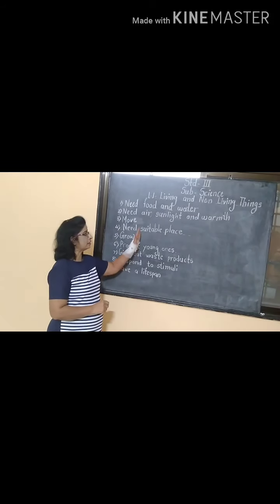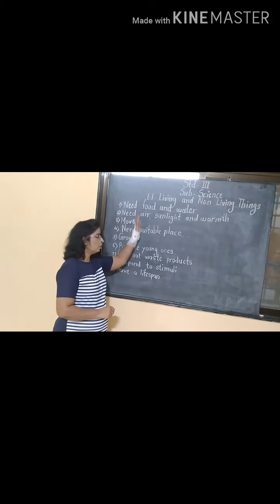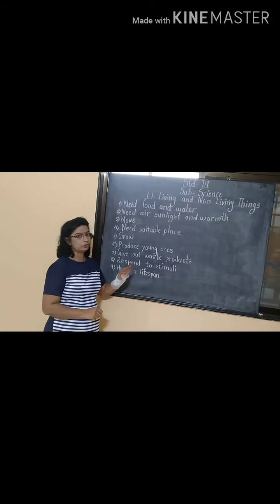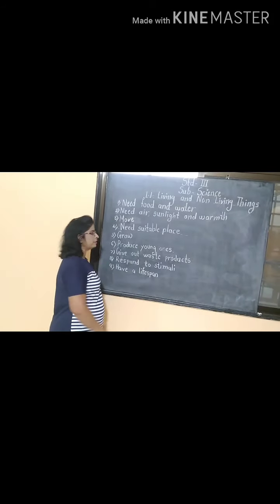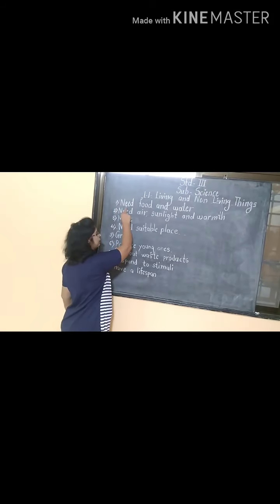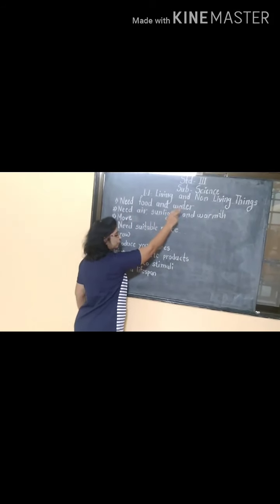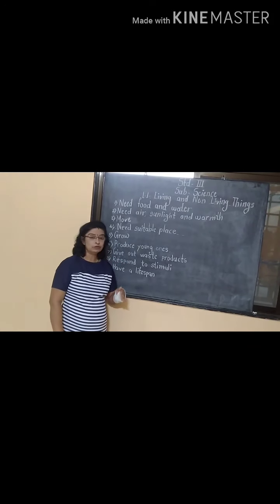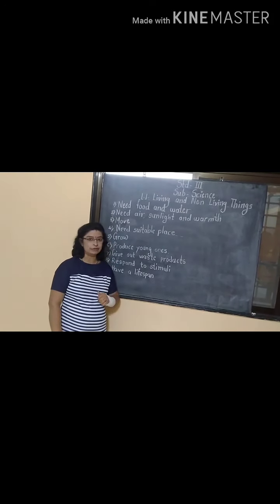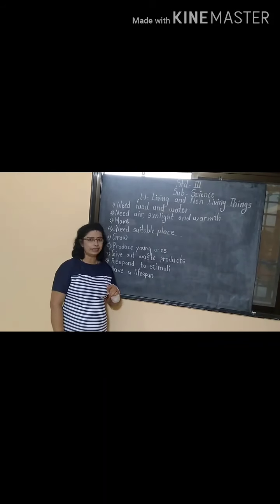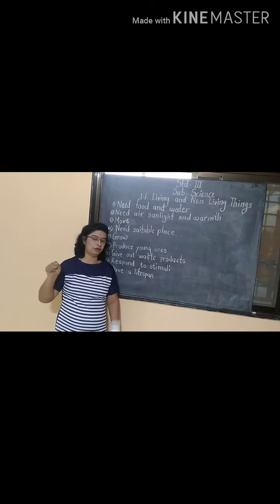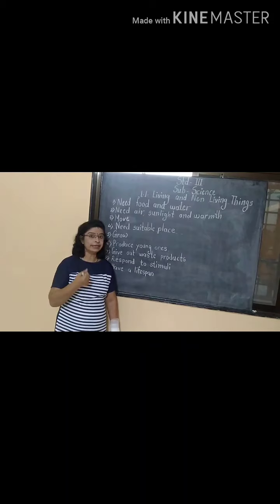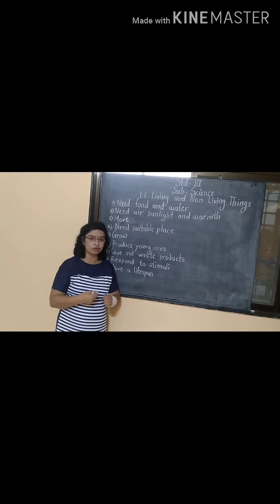Now, let me discuss or summarize all the points of the living things today once again. Which one is the first characteristic? Living things need food and water to live. See students, all living things need food and water to live. They get the food and water from their surroundings. They need food to get energy, to do some work.